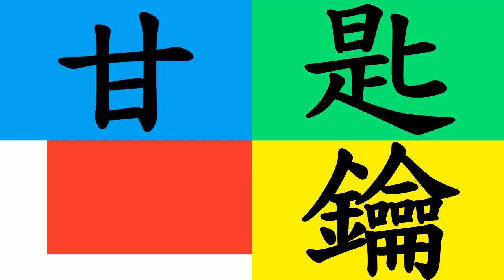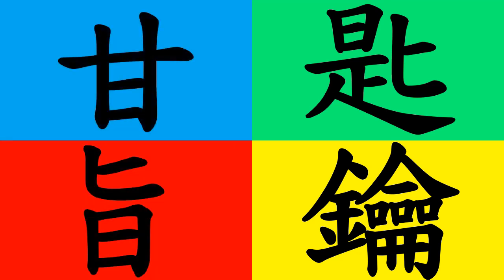Here's our color chart with today's 5 characters. 要, 吃 or 是. 干, 指, and another 指.